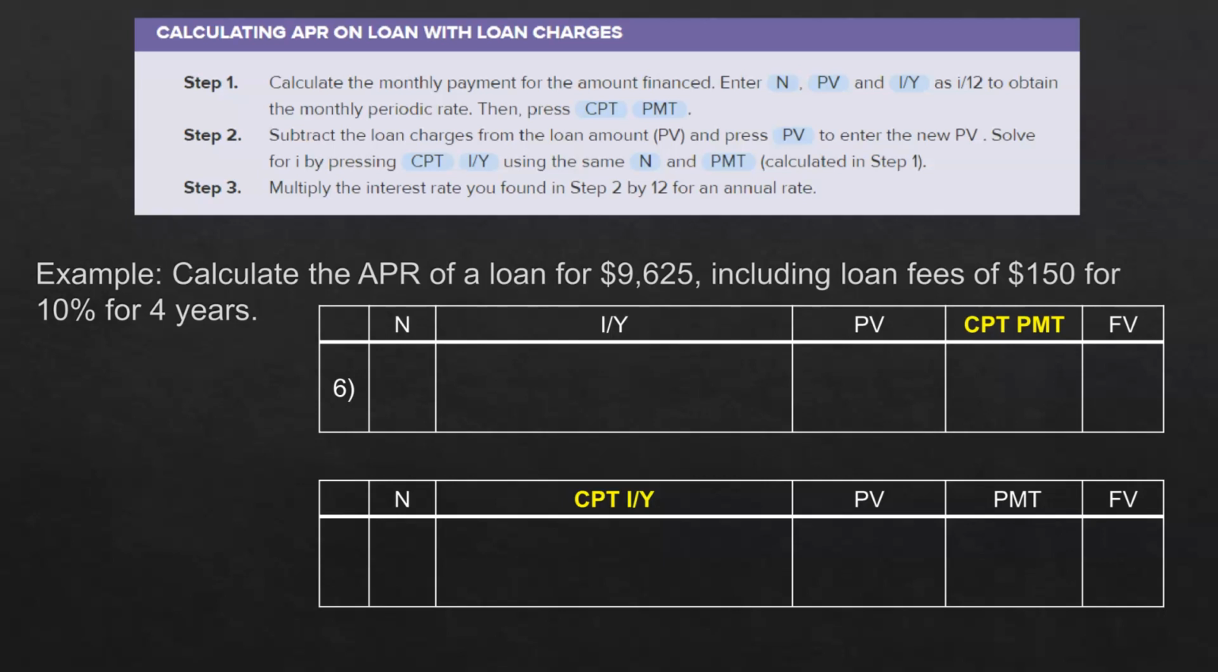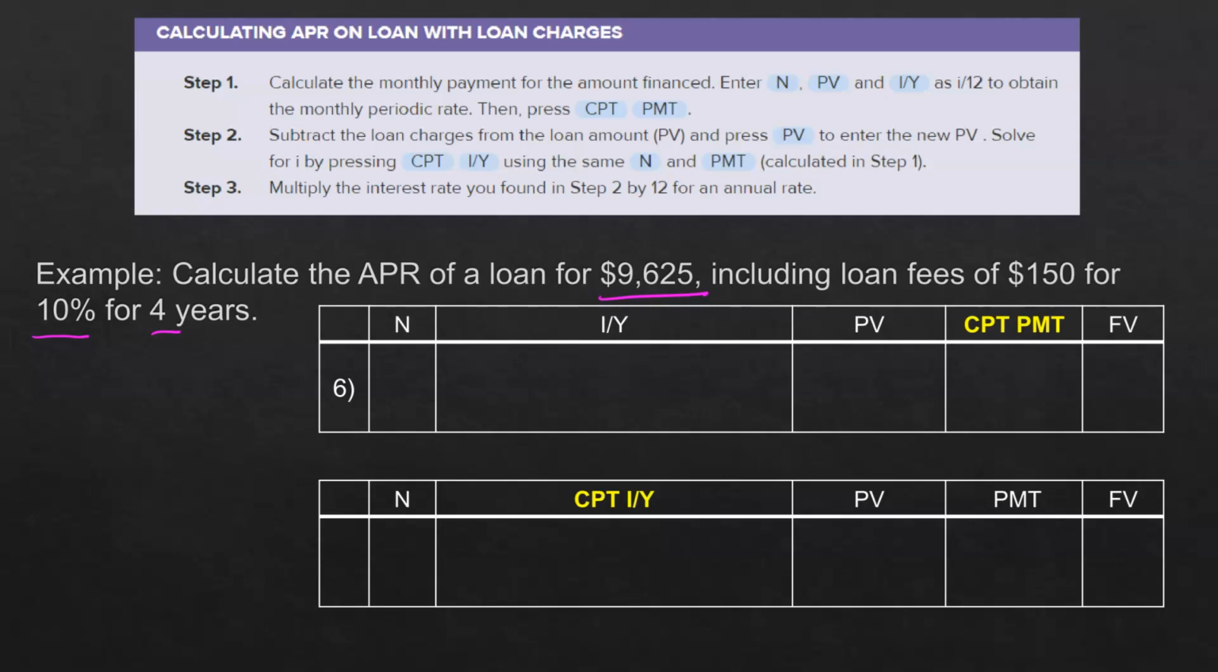So first, we have to compute the payment of the loan. Okay, so we're just going to use the information they've given us, right? We have a loan for $9,625. The loan fees are already in that number. It's 10% for 4 years.